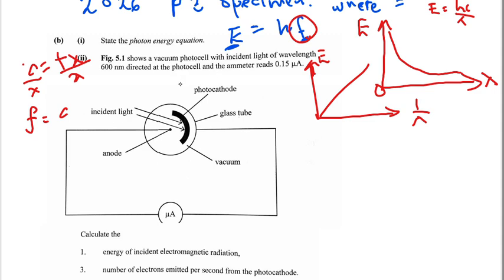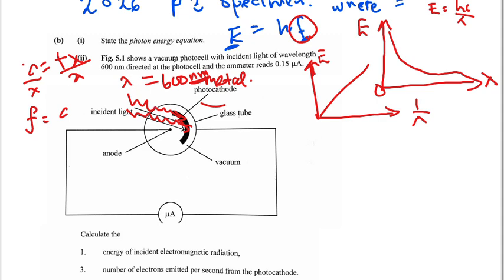The diagram here shows a vacuum photocell with incident light of wavelength 600 nanometers. Incident light is the light that is propagating towards your photocathode, right? This photocathode is just a metal. We are being told that the wavelength of this light is 600 nanometers. I hope you know the meaning of this prefix, right?